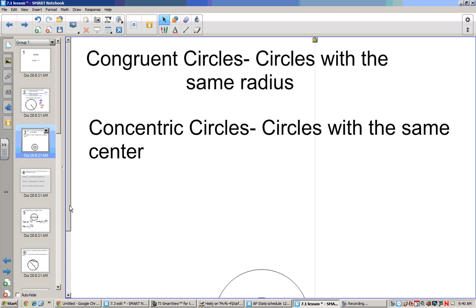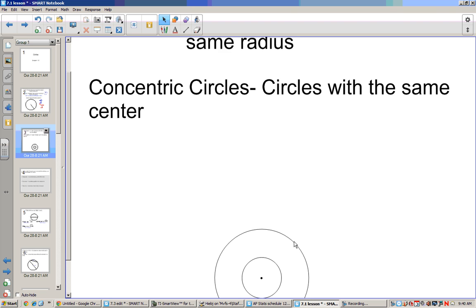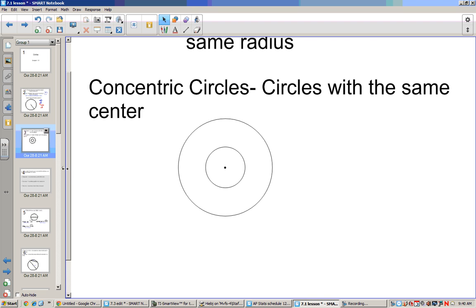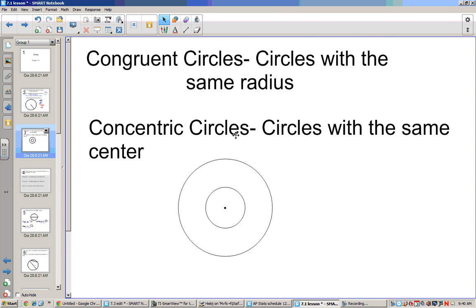Congruent circles are circles that have the same radius. And concentric circles are circles with the same center. Now remember, con means same, so concentric, same circles. So examples of concentric circles might be a dartboard, the target symbol, really any target for like shooting practice or bow hunting or something.